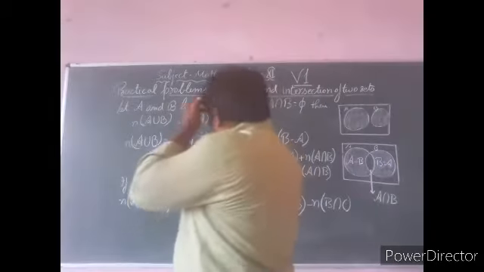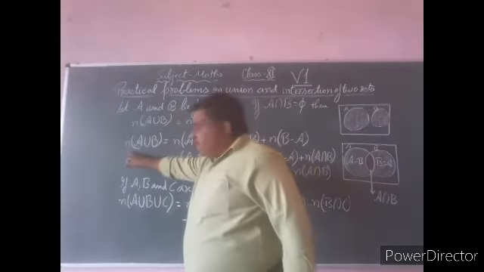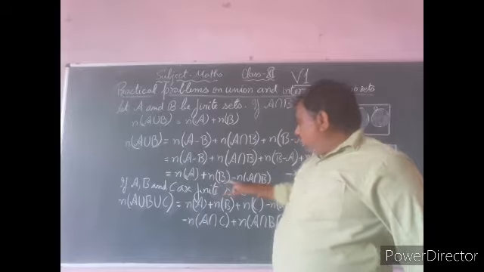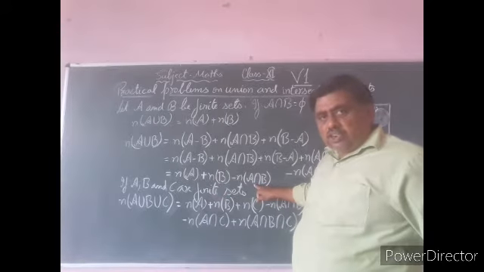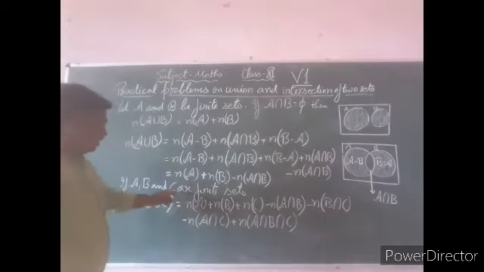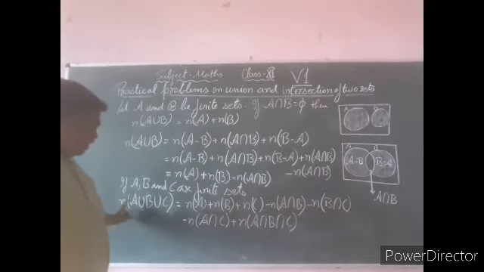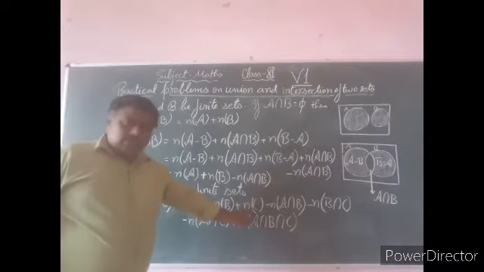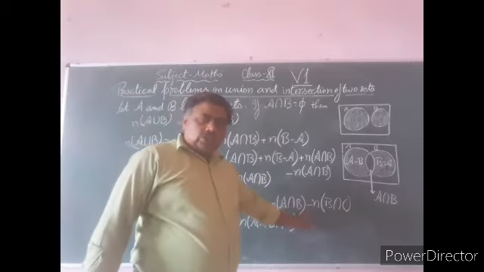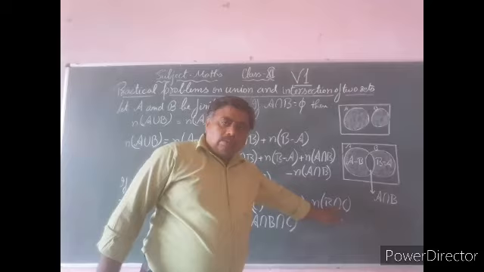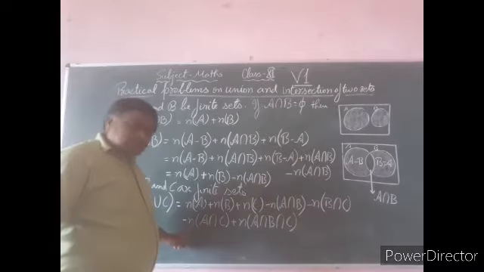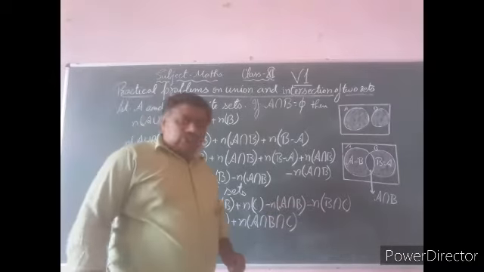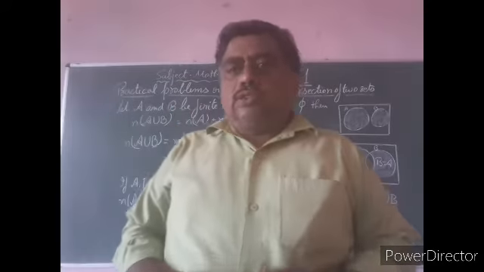So when A and B are finite, n(A union B) is equal to n(A) plus n(B) minus n(A intersection B). When A, B and C are finite sets, then n(A union B union C) is equal to n(A) plus n(B) plus n(C) minus n(A intersection B) minus n(B intersection C) minus n(A intersection C) plus n(A intersection B intersection C).